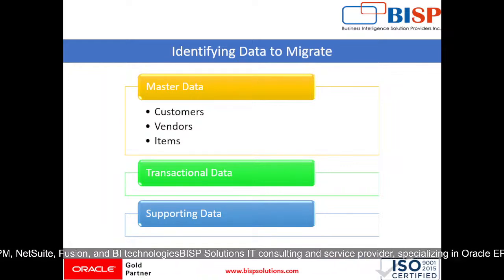Then comes our items, where inventory items, service items and non-inventory items with item descriptions, pricing and categories are mentioned. Then transactional data, where historical and open transactions for continuity are there, which means opening sales orders, purchase orders, invoices, payments and journal entries. Then supporting data, where subsidiary details, chart of accounts and tax codes for system alignment are there.